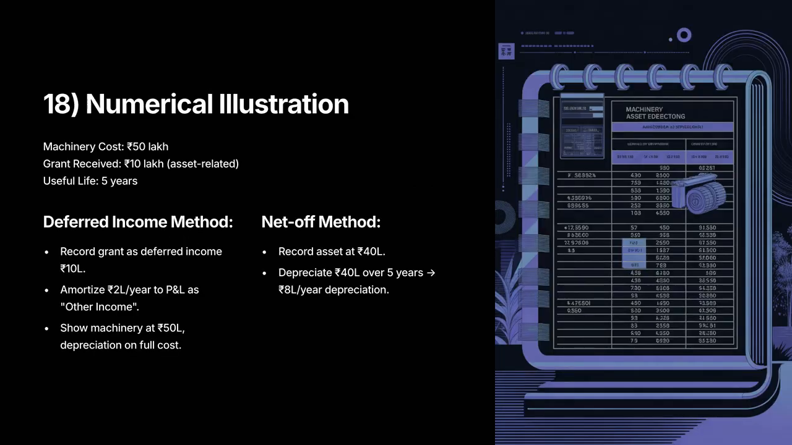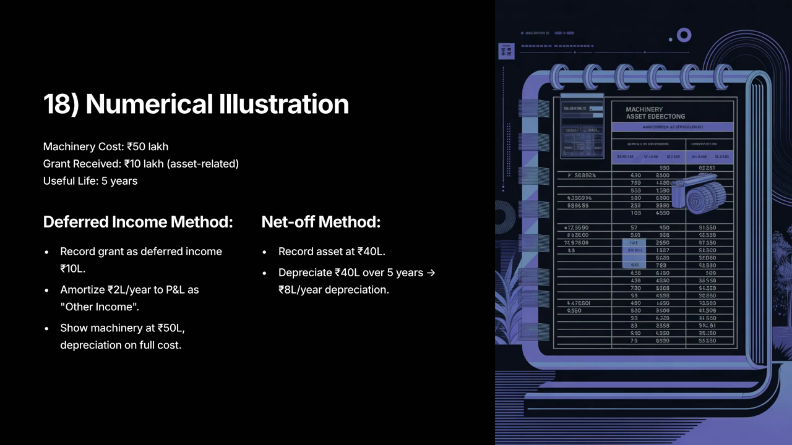Numerical illustration. Let's apply numbers. You buy machinery for 50 lakh rupees. You receive a 10 lakh grant linked to that machine. Its useful life is 5 years. Deferred income method. You record the full machinery cost of 50 lakh. Then, record a liability of 10 lakh as deferred income. Each year, you recognize 2 lakh from deferred income as other income.